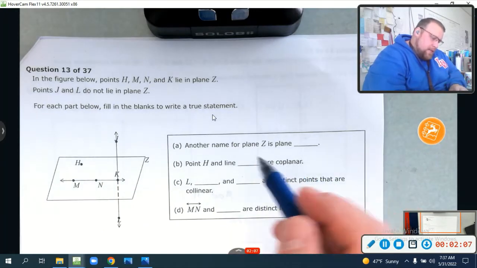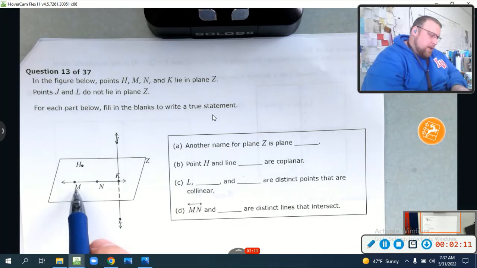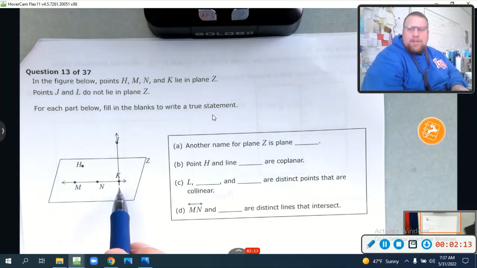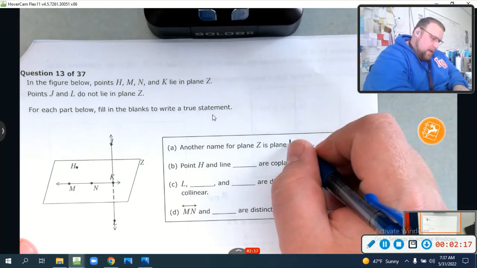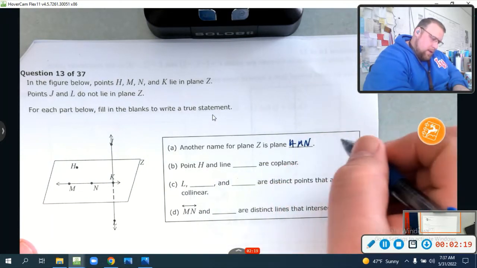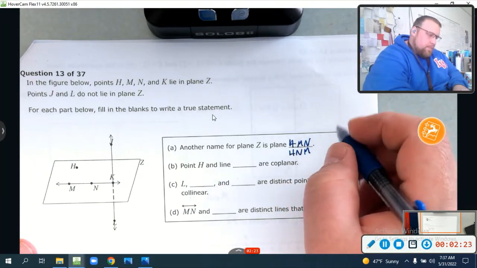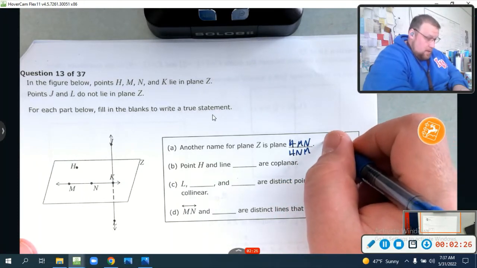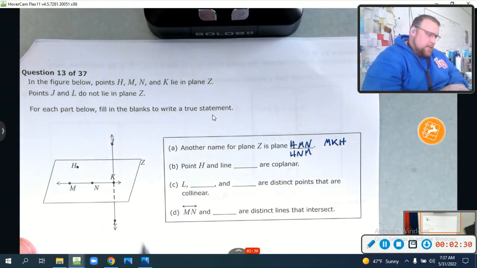Another name for plane Z is, okay, you have to pick three non-collinear points. So you can't pick M and K because they're all collinear. But I could pick plane H, M, N, or I could have said H, N, M, or M, K, H. I can keep going, I can do a bunch of these. It has to be three non-collinear points that lie in the plane.